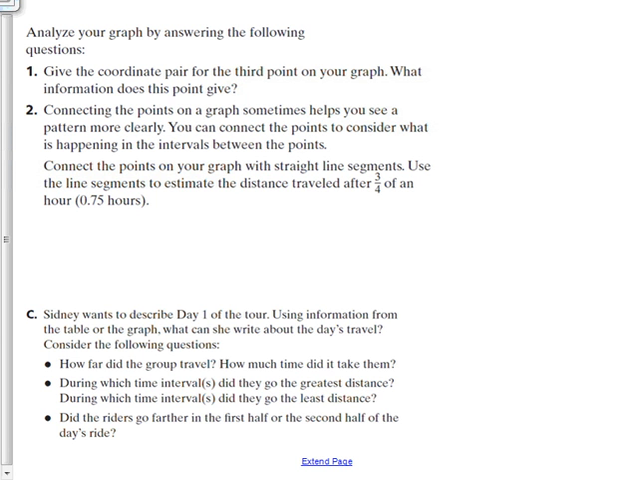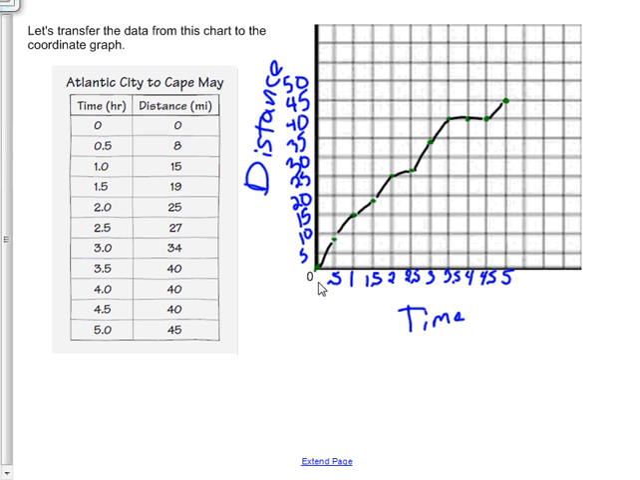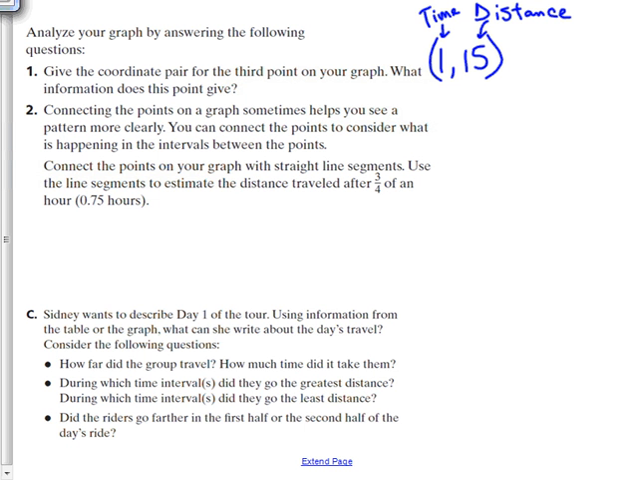Analyze your graph by answering the following questions. Give the coordinate pair for the third point in your graph. What information does this point give you? Well, if we go back, the third point was right here. It was 1, 2, 3. And that was 1 and 15. We can also get that information right here, 1 and 15. So we're going to write it like this. So my coordinate pair is going to be 1, 15. Make sure to write that down. And what information does this point give us? Well, it says that in 1 hour, they rode 15 miles.